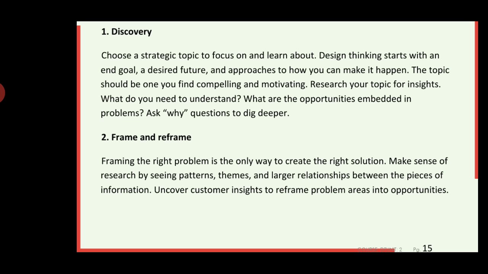We want to make sense of research by seeing a pattern or paradigm, or themes and larger relationships between the pieces of information. This helps us uncover the customer insights, their problems and their needs, and reframe that particular problem area into opportunities. That is the concept of frame and reframe. Framing the right problem is the only way to create the right solution.